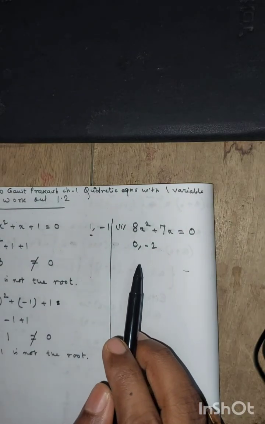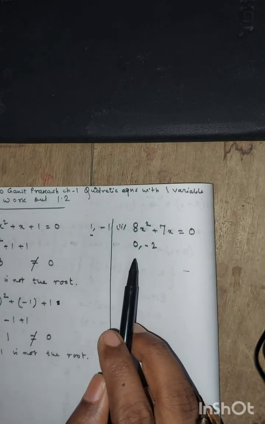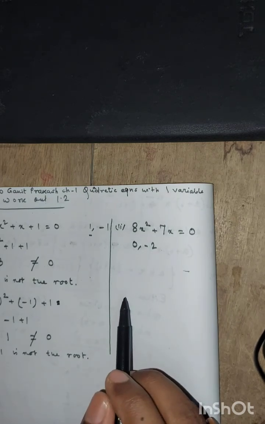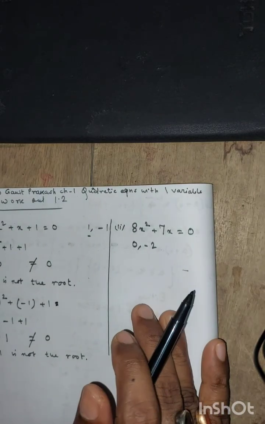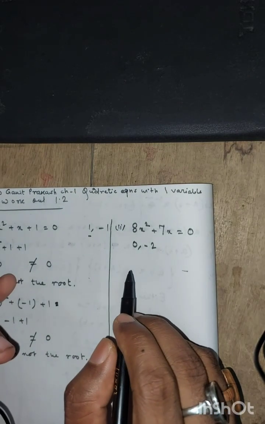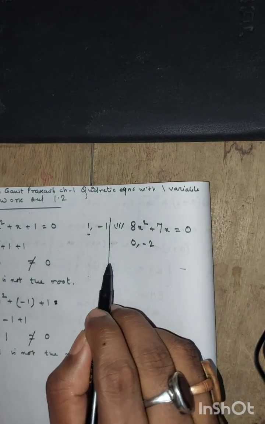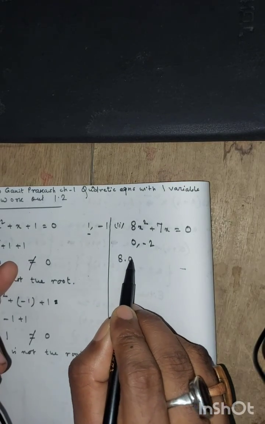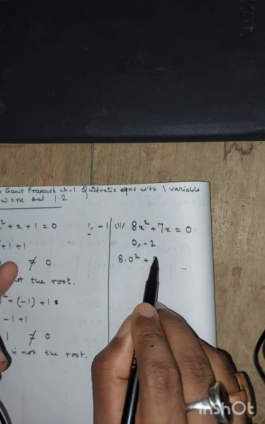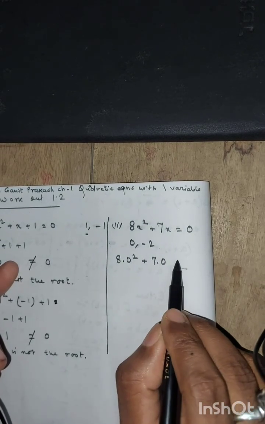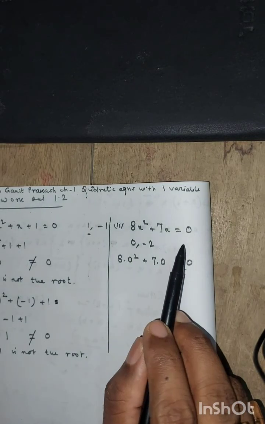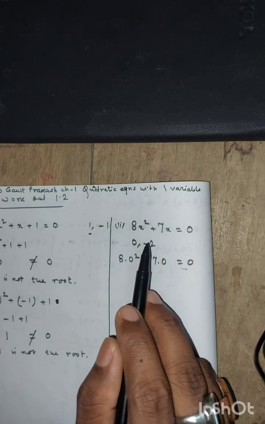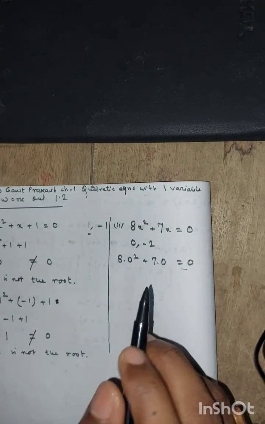We have to check whether 0 or 2 are the roots of this equation or not. Let us put 0 in place of x. So this is 0. So LHS equal to RHS. Therefore 0 satisfies this equation, therefore 0 is the root of this equation.